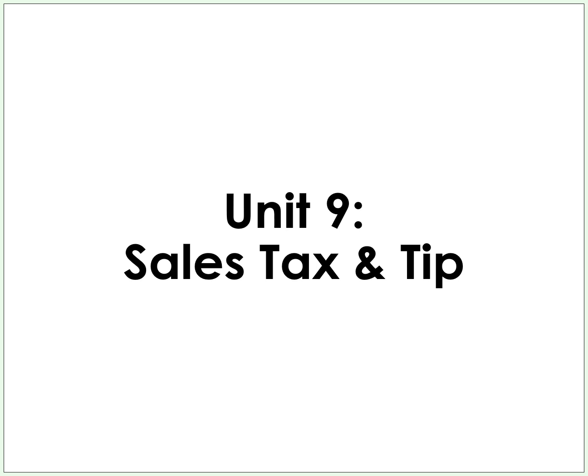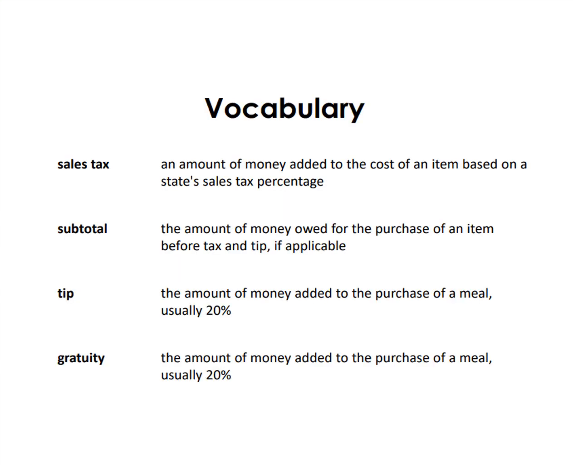Unit 9 is going to cover sales tax and tipping and how to figure all of that out. So the sales tax is the amount of money added to the cost of an item based on the state's sales tax percentage, and that can change by state and even by area sometimes within states. Your subtotal is the amount of money owed for an item before you have any tax or if tip is applicable to that. Your tip is what you add to the purchase of a meal.